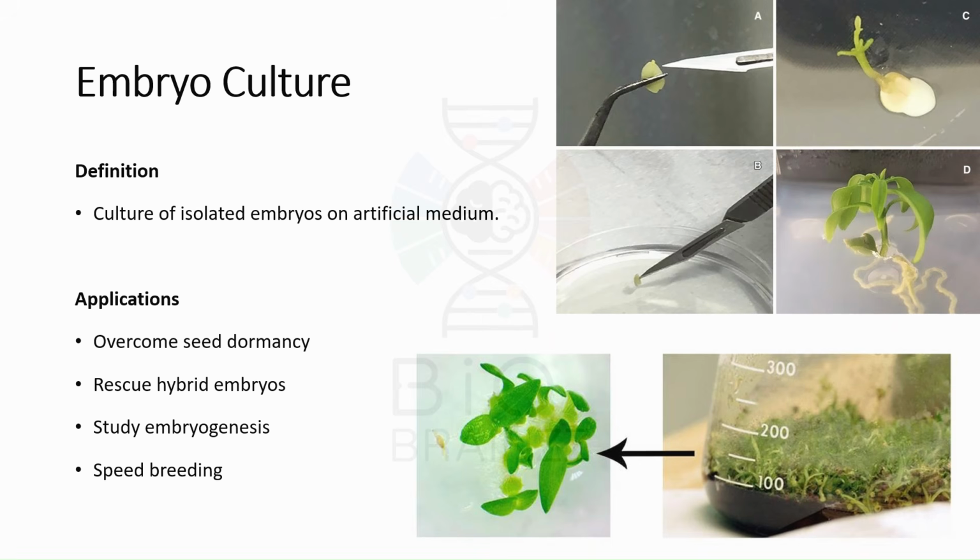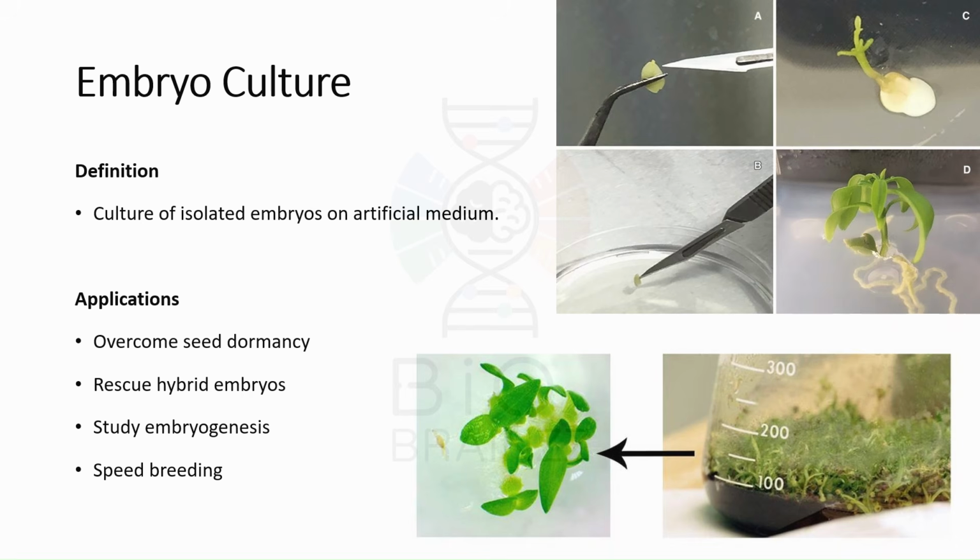Embryo culture involves the removal of an embryo from a seed and growing it artificially on nutrient medium. This technique is widely used in plant breeding to overcome problems such as seed dormancy or embryo abortion in wide crosses, where two distantly related species are hybridized.